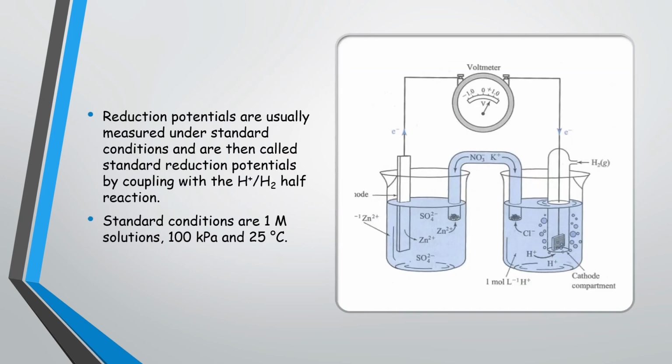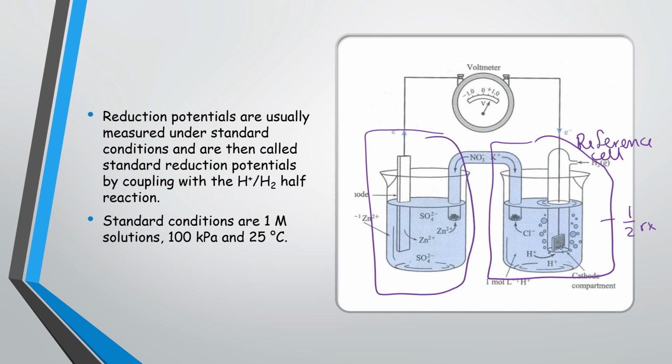What you can see in this diagram here is that this one here is the reference cell. And the reference cell has been coupled to another half cell. So this is one half reaction, and it's been coupled to another half reaction. In this particular case, the half reaction it's coupled to here is zinc going to zinc ions. So we can measure the electromotive force of the zinc going to the zinc ions because we've coupled it to a reference cell.